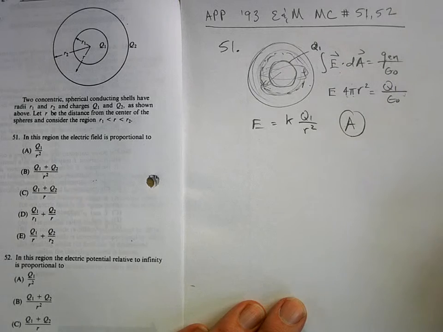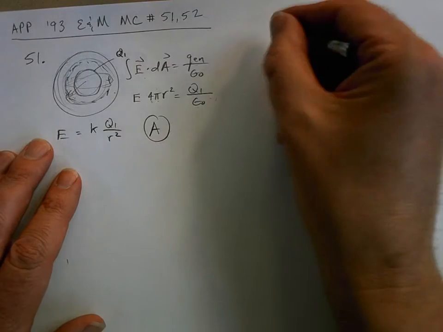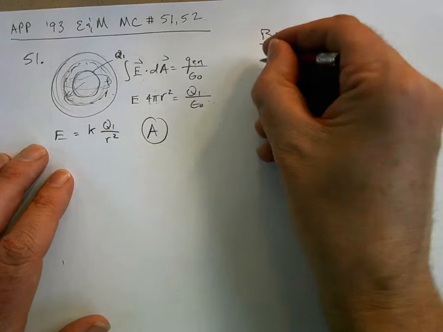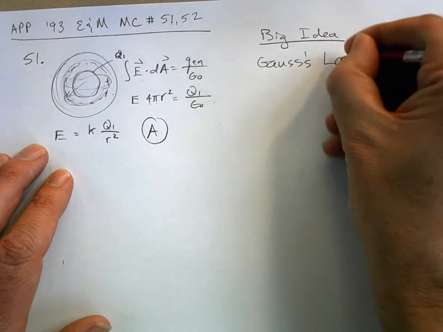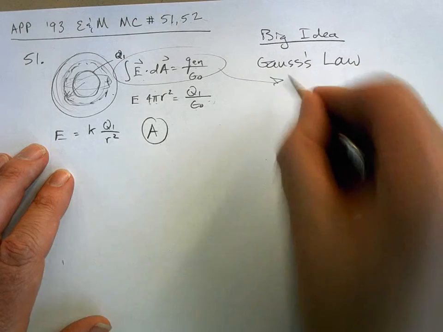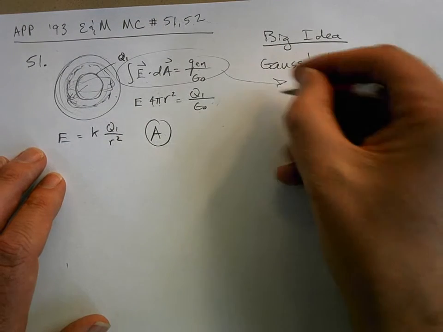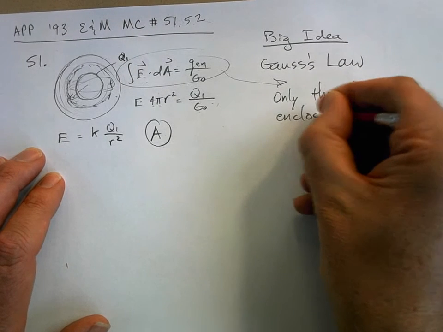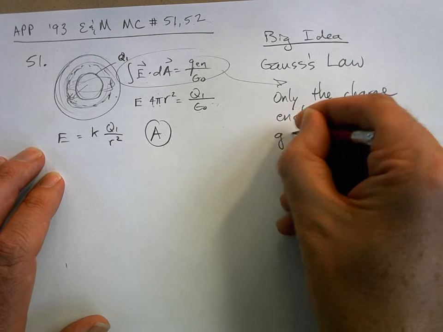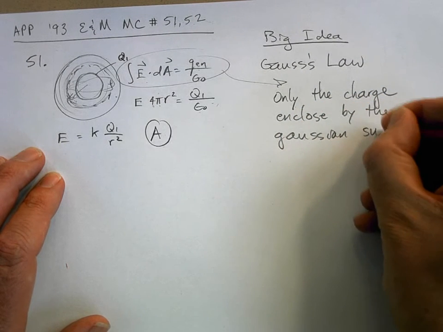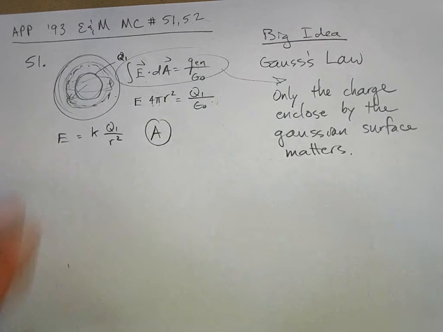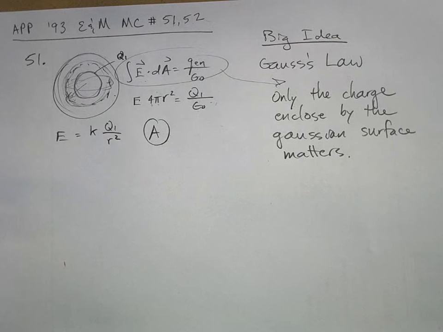So what's the big idea of this problem? Well, the big idea is Gauss's law. So make sure you rewrite that, and then understand that only the charge enclosed by the Gaussian surface matters. Okay? So that's that. Any questions on 51 before I move on?